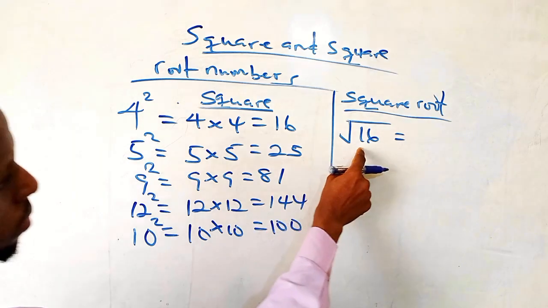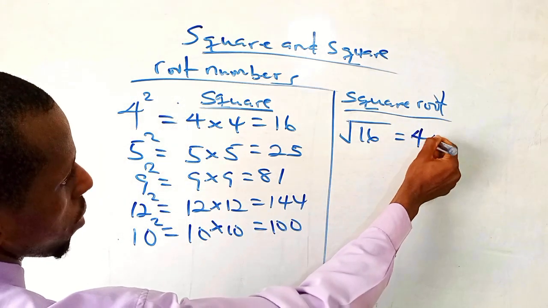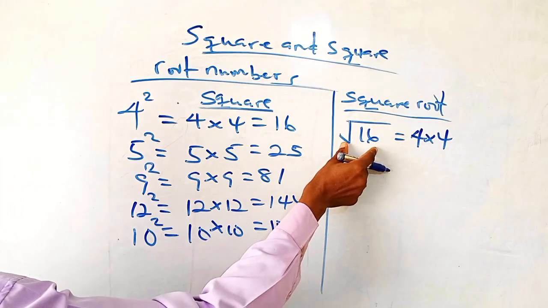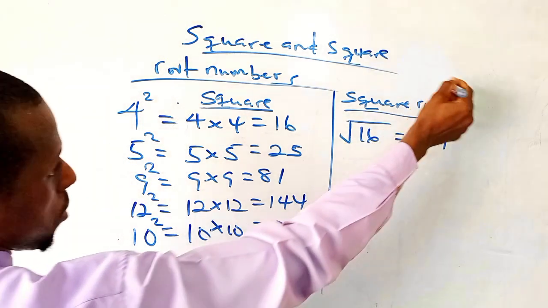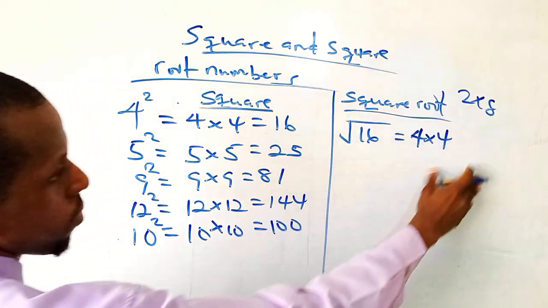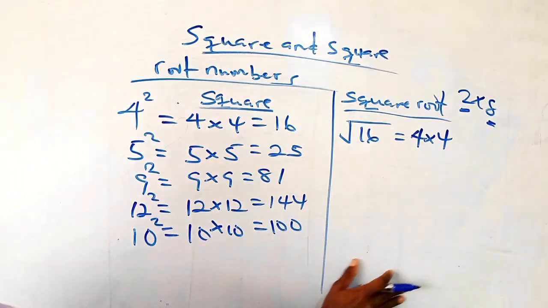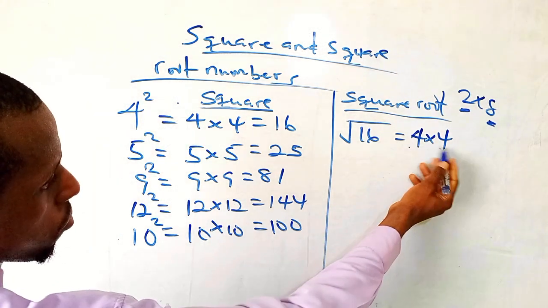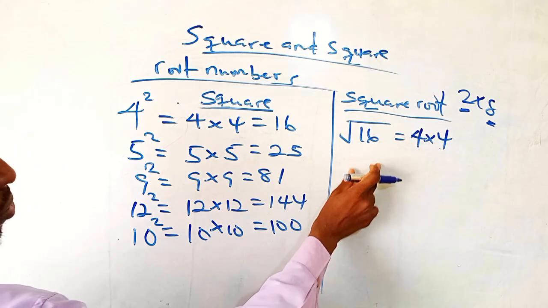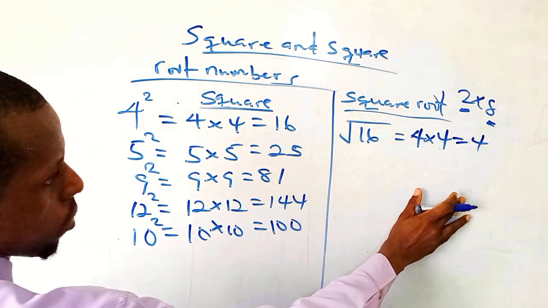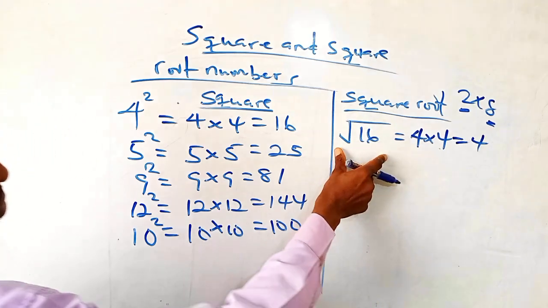When I say 4, I can say 4 times 4. So I multiply 4 by itself, it gives 16. I can actually say 2 times 8. 2 times 8 is 16, but those are two different factors. So I have to look for the same factor that gives me 16. So that means the square root of 16 is 4. I'll say 4 is the square root of 16.